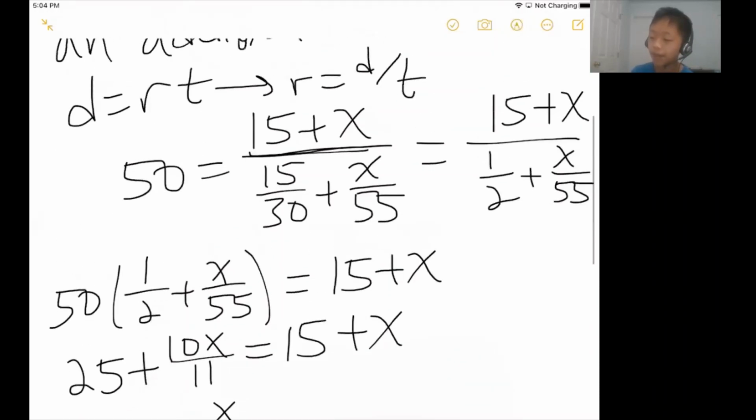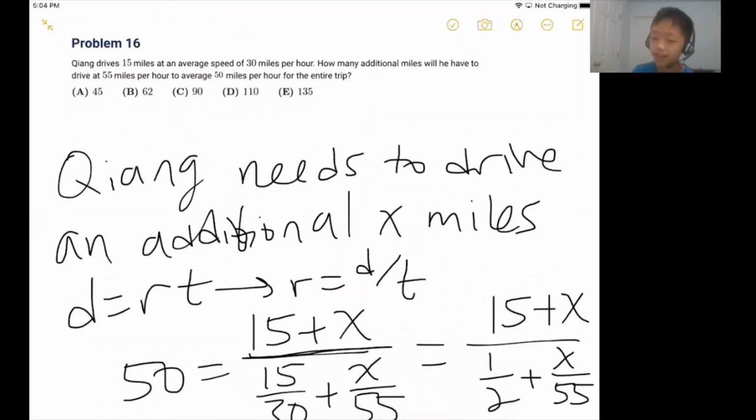We go back to our answer choices and we find that's choice D. And that's our answer.